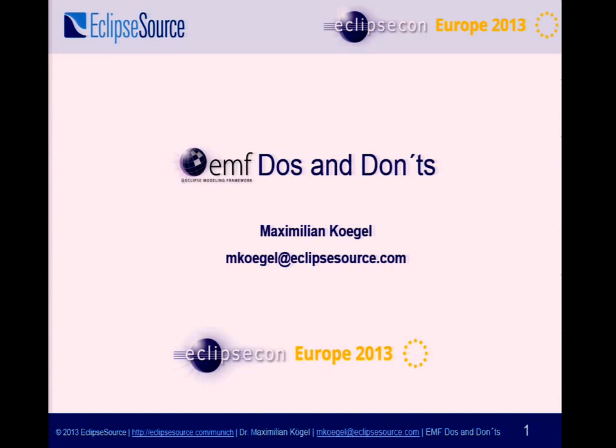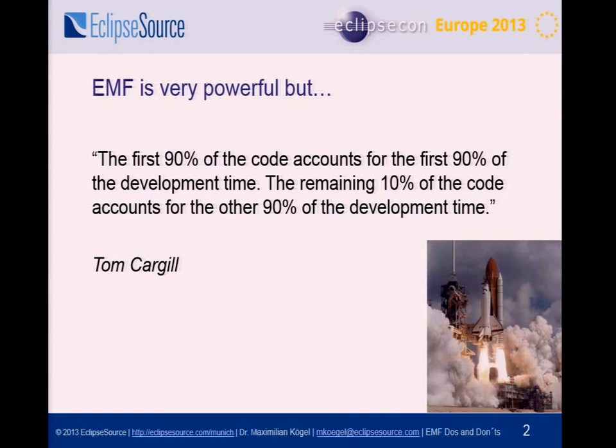Okay, my name is Maximilian. I work for Eclipse Source, and in Munich, we do a lot of modeling. The things that I try to compile is, of course, not a complete list of what you should or should not do. But these are things that I often see at our customers or even in our own code that go wrong. The general idea that this talk is following: EMF is very powerful, but with any powerful thing, it can happen that you do something little wrong and it really goes wrong very badly.